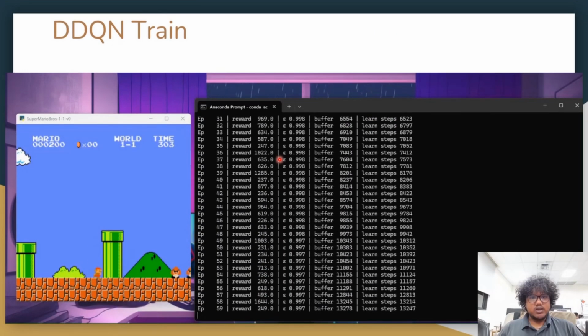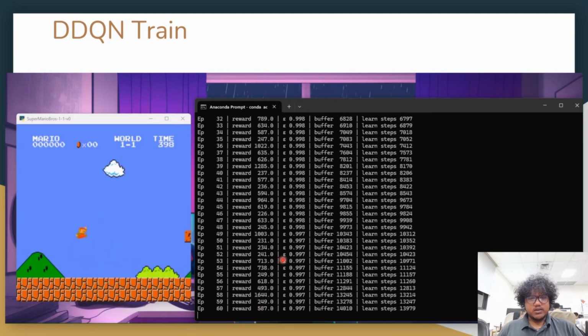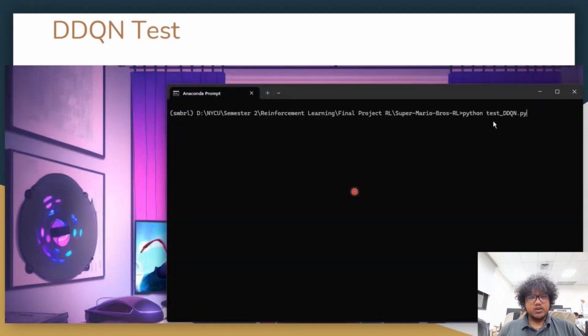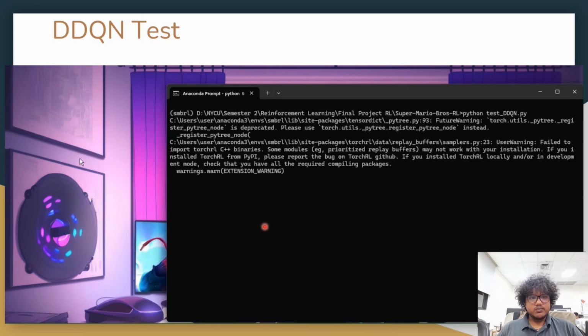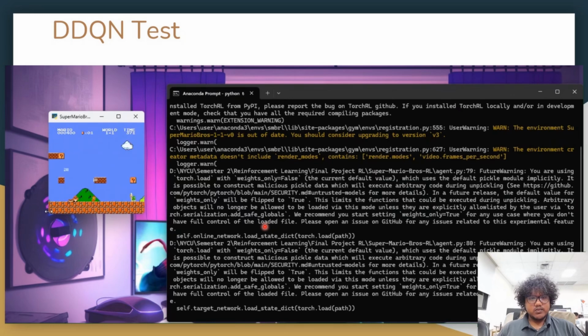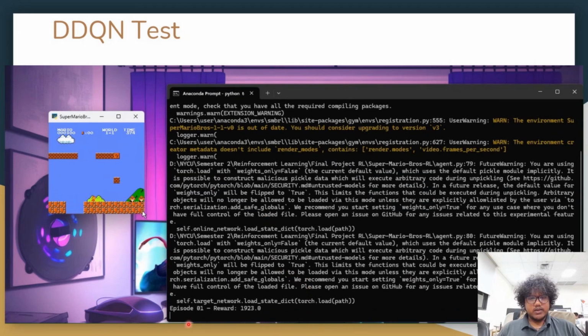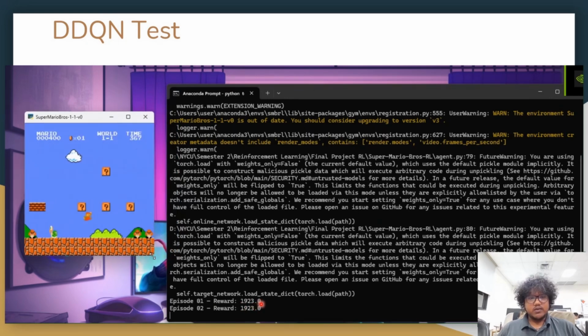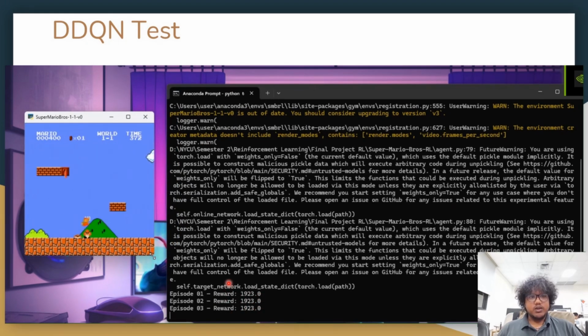Let us look at the DDQN train. So DDQN has different rewards for each episode. And the test of DDQN. We can see that DDQN has the highest reward of 1923, which is almost 3 times that of DQN.